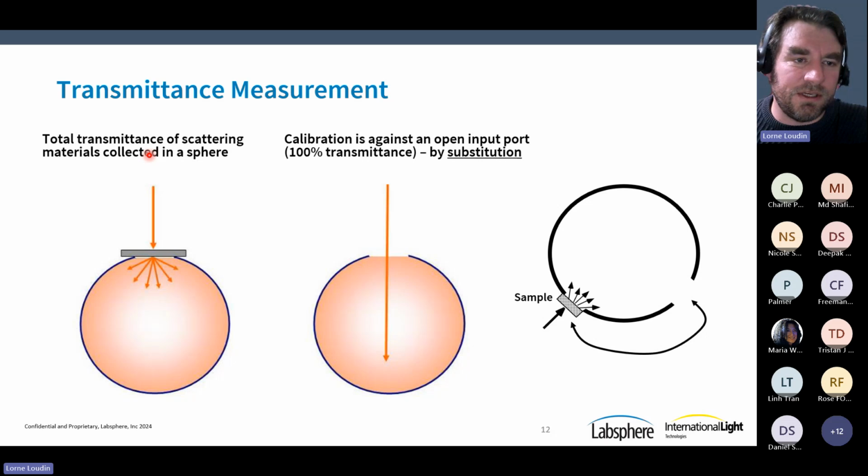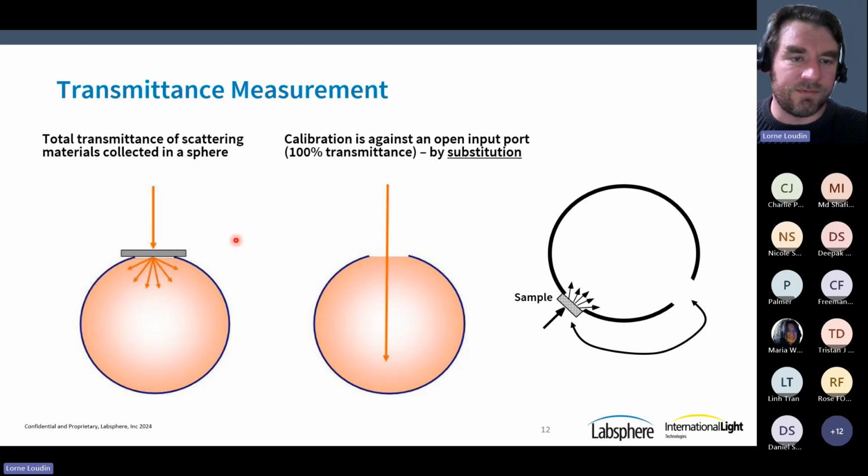Most of the transmittance I've worked in is coming in at 0 degrees, hemispherical. So the incident light is just coming in at a normal angle, and then you collect the light in the integrating sphere. Calibration is just against an open port, or 100% transmittance. This is done on many materials. I've used this method a lot with sunscreen analysis, looking at the UVA protection factors and the UVA and UVB transmittance through different sunscreens.